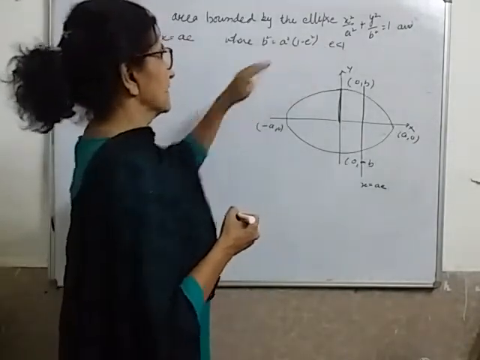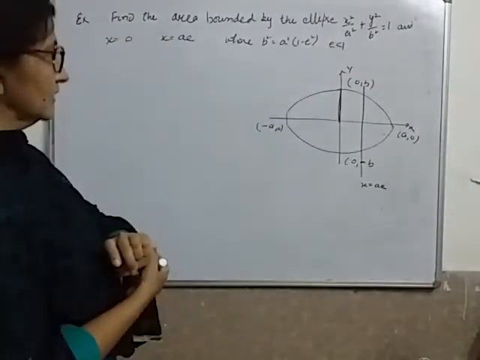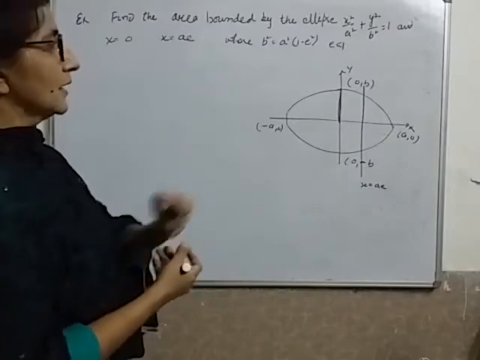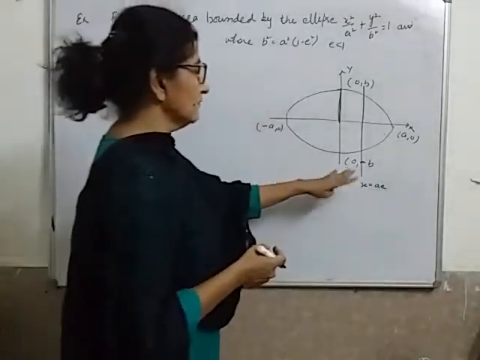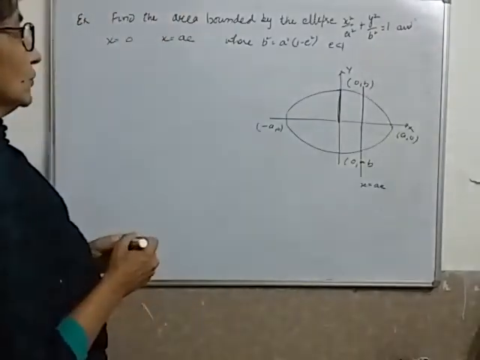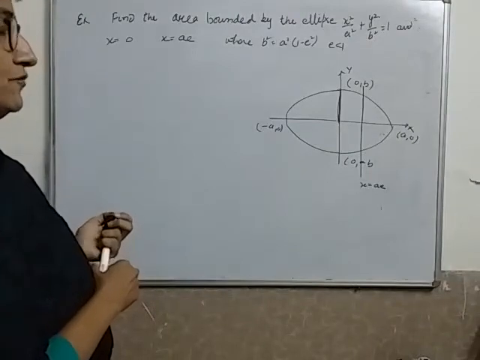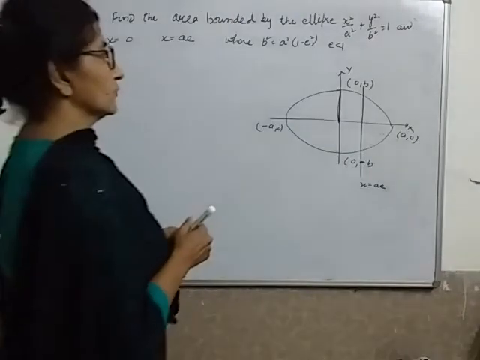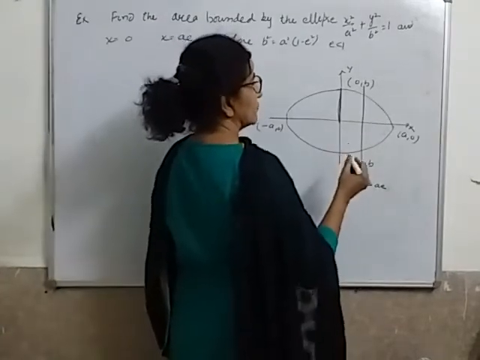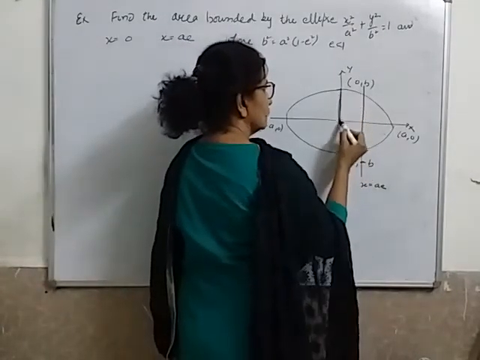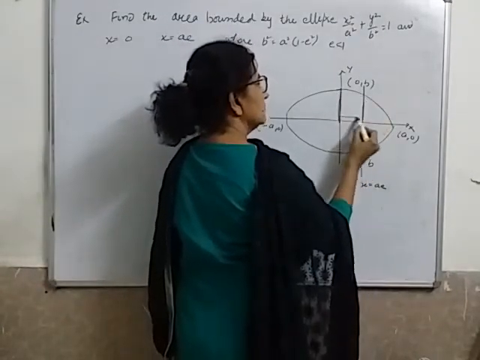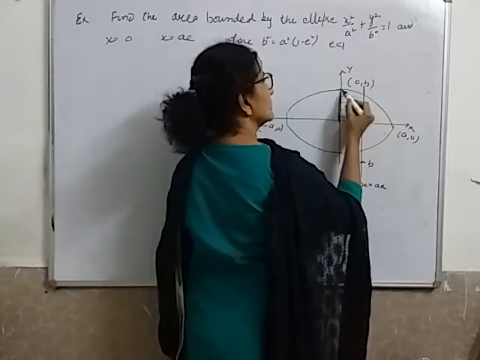He has just specified it, where b square is written also. I am not getting into the derivation and all. Okay, fine. So how to find it? It's a simple question, not very difficult. Only in the calculation you will have to be careful. X equals to 0 and x equals to AE means this area I have to calculate.